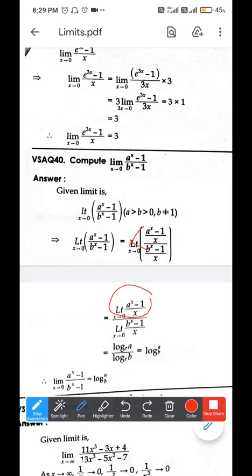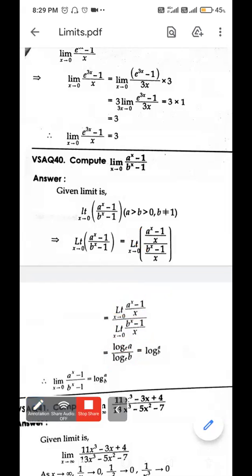Okay, limit x tends to 0, a power x minus 1 by x, and limit x tends to 0, b power x minus 1 by x. So what is this equal to? Log a to the base e. And what is this equal to? Log b to the base e. What is log a by log b? Log a by log b is nothing but log a minus b. Okay, we can apply the formula. Clear?